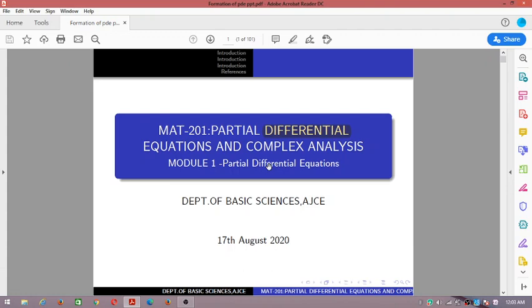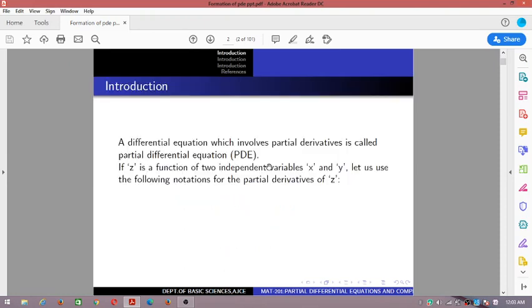In this paper, we will discuss partial differential equations and complex analysis. Let us move on to module 1. It will discuss partial differential equations. Let us have some introduction.